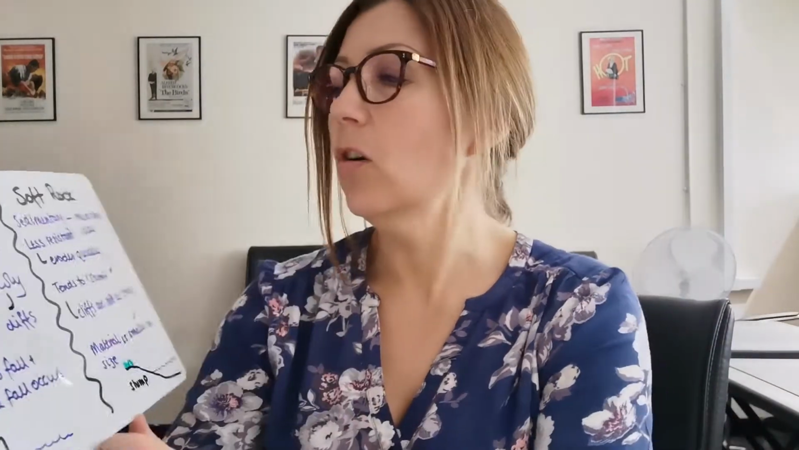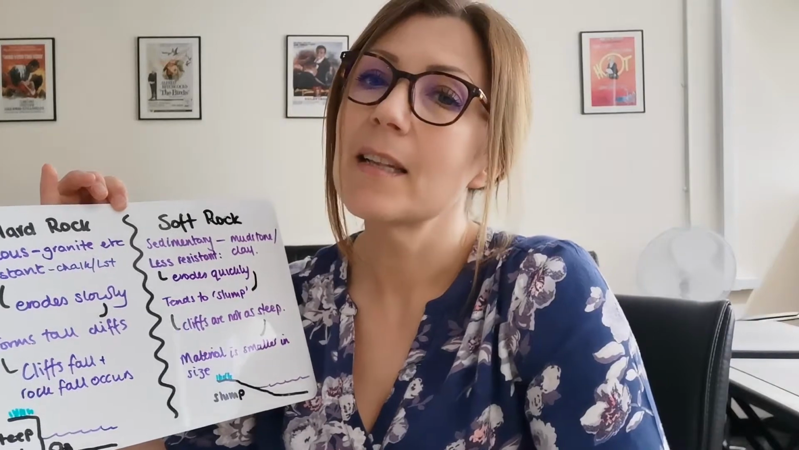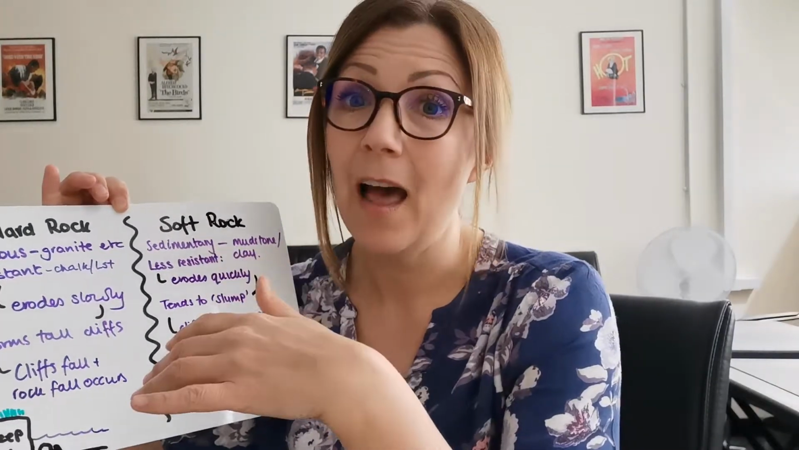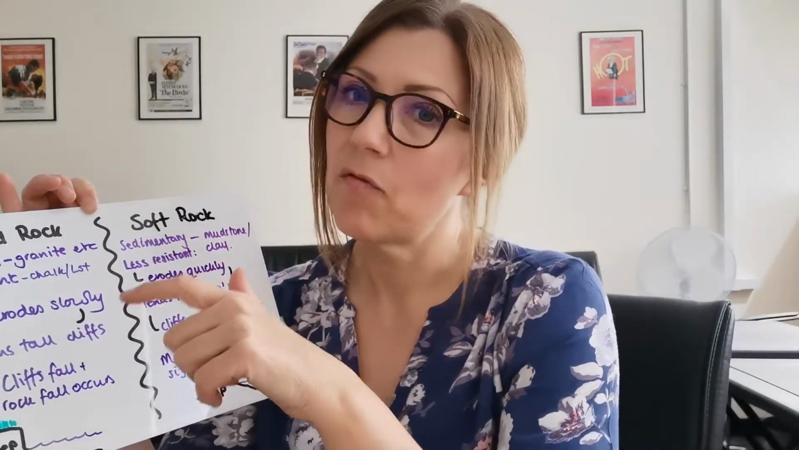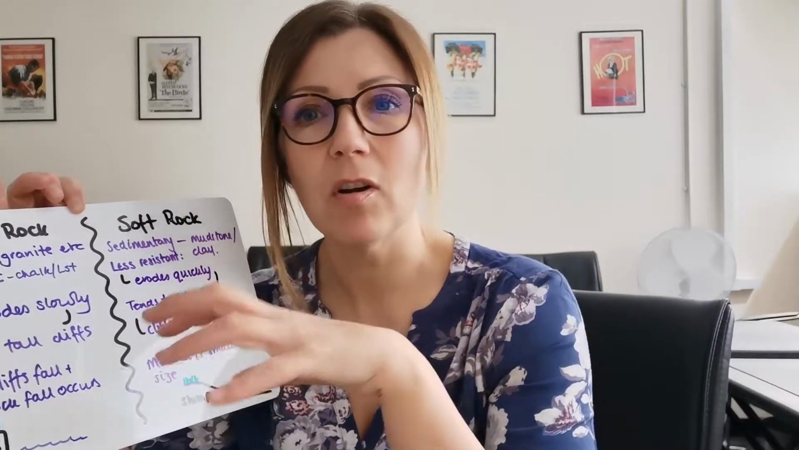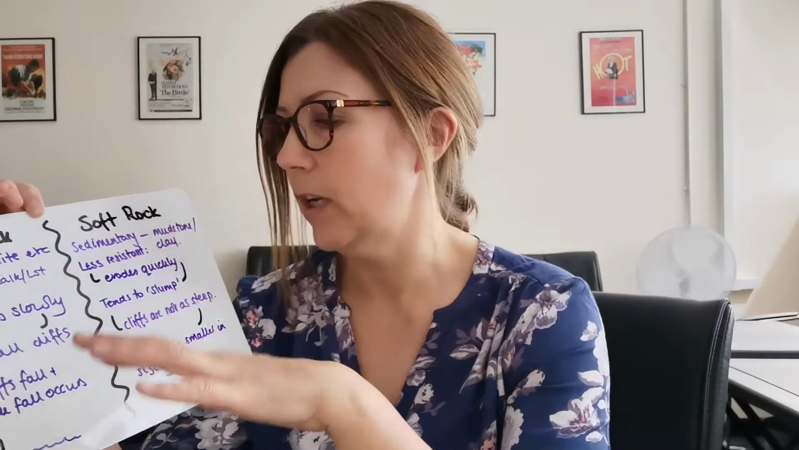So let's start with hard rock. Hard rock can be igneous or sedimentary, but it needs to be quite resistant. So things like granite, sandstone, chalk, limestone, they're all quite hard rock. So they're resistant, and that means that they erode very, very slowly. So when we've got a coastline that's got a lot of harder rock on it, then it won't erode as quickly as a coastline that's got softer rock on it.